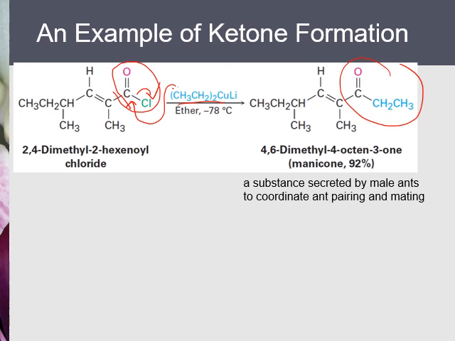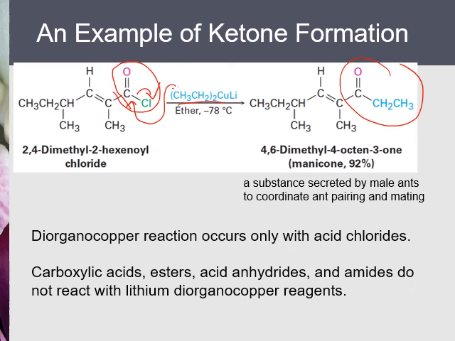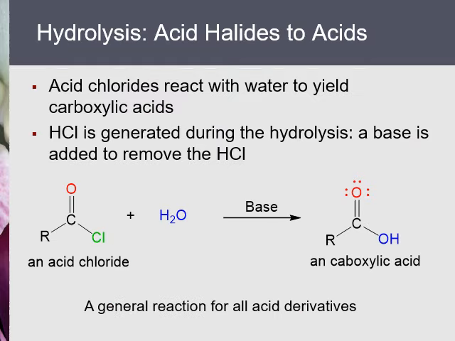Okay, please note that the reaction of acid chloride with Gilman reagent is unique to acid chloride. It doesn't apply to other carboxylic acid derivatives, including carboxylic acid itself, esters, acid anhydrides, and amides. As I mentioned before, all the acid derivatives can be hydrolyzed back into carboxylic acid. For acid chloride, the hydrolysis requires base to remove the hydrochloric acid produced during the reaction. We'll show the mechanism next.